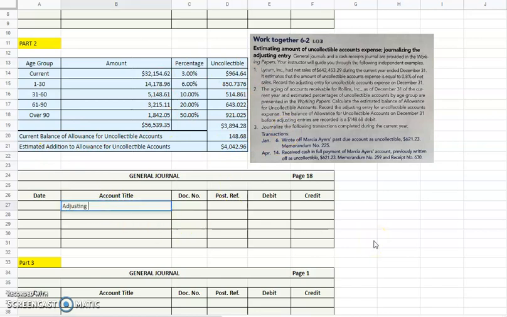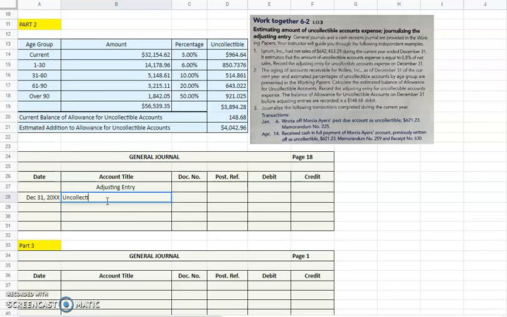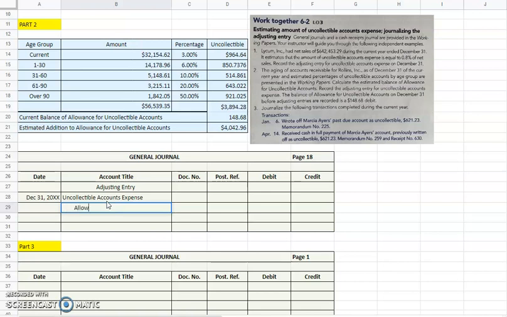So again, we're doing an adjusting entry. So we'll go ahead and put that up there and then center it just to make it look nice. December 31st of whatever year it is, adjusting entry for uncollectible accounts expense debit and a credit of allowance for uncollectible accounts. And that is just this number. Again, this is an adjusting entry, so we don't need our document number. So part 2, we're finished.